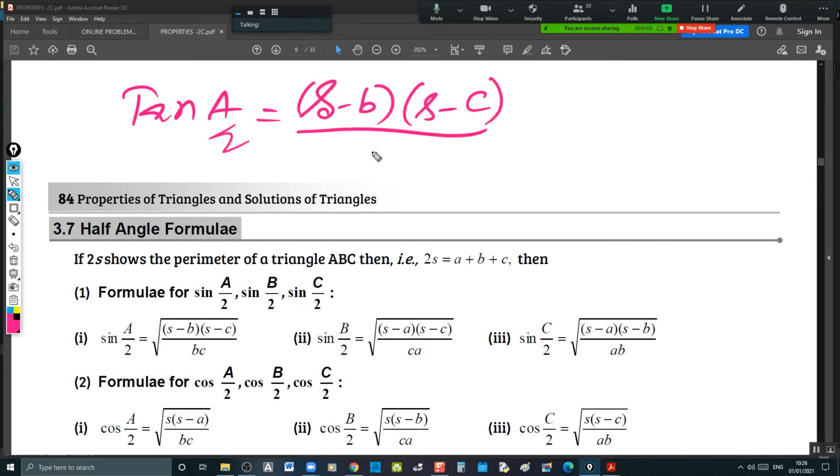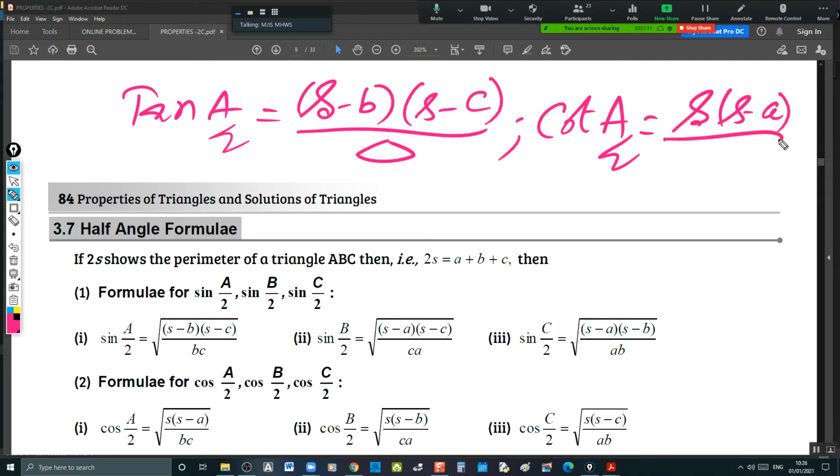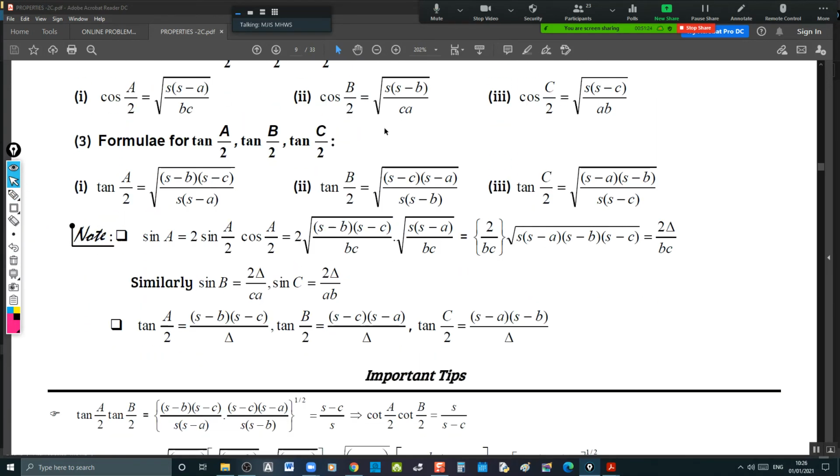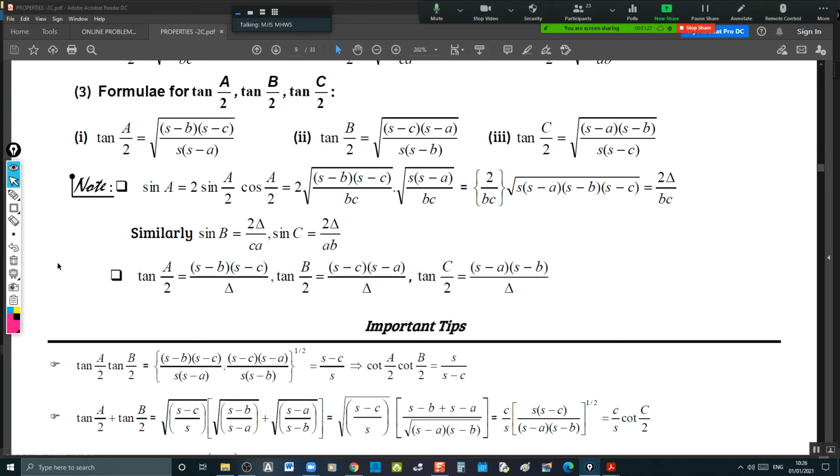Tan A by 2 is equal to (s minus b)(s minus c) by delta, and cot A by 2 is s into (s minus a) by delta. This is also comfortable to use. These are half angle formulae. Okay, that's what he mentioned here, but he gave only tan A by 2, but I mentioned cot A by 2 also. Cot A by 2 will also have prominence in the problems. This is tan A by 2. Do you know this?